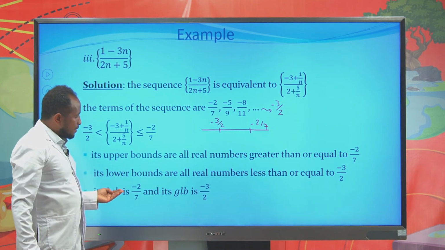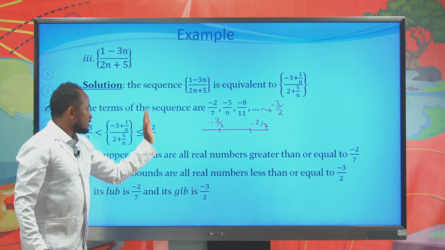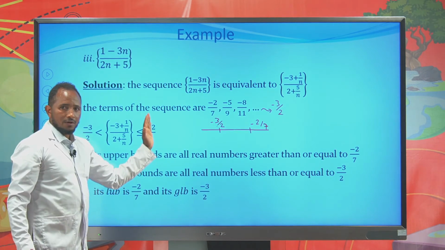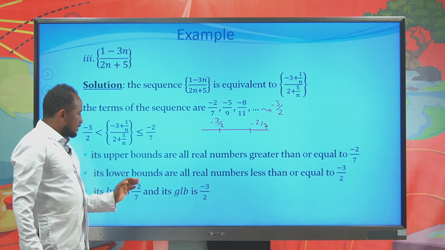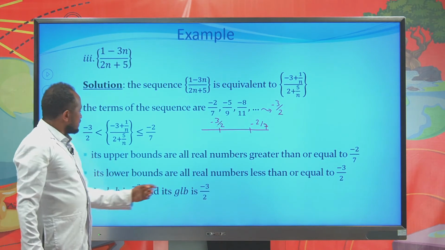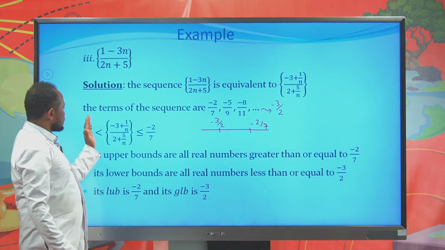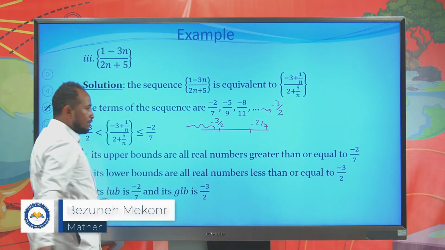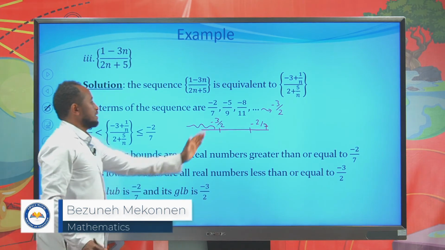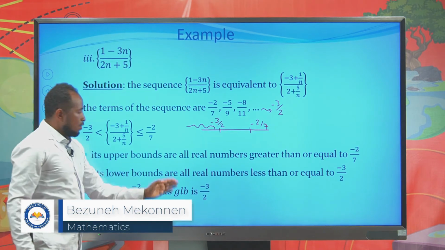And its least upper bound: from the upper bounds, the least one is the number found at the border. So the least upper bound is negative 2 over 7. And the greatest lower bound: from the lower bounds, we take the greatest one. You can see all these values are lower bounds. From the lower bounds, the greatest one is minus 3 over 2. This is it.